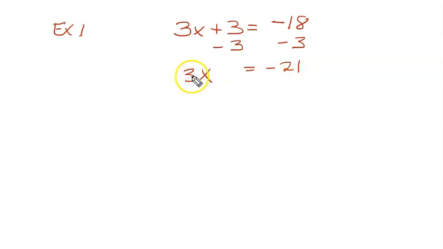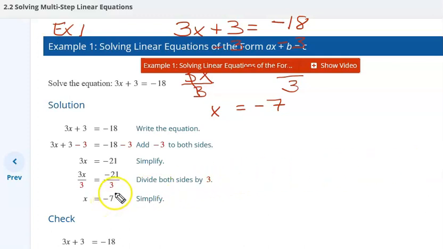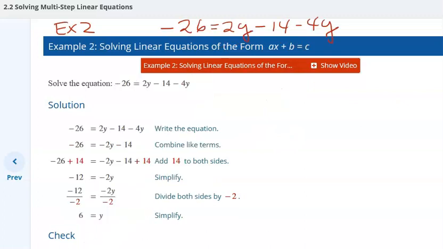Now, we have a numerical coefficient with the x, which is actually 3 times x. We get rid of that by dividing by the numerical coefficient. And what we do to one side, we do to the other. These cancel out, make a 1. We get x then equals a negative 7. And as we go back to the board, we see that is our answer. In example 2, again, take a moment, write it down. We'll go to the whiteboard.